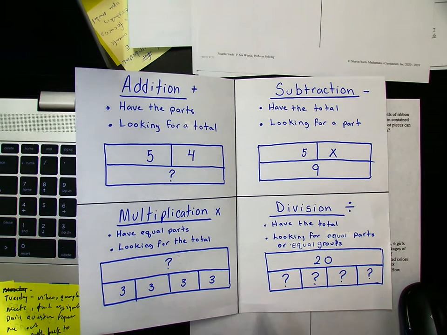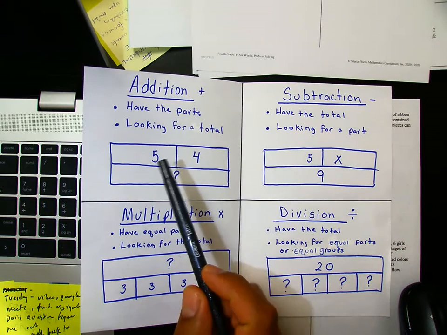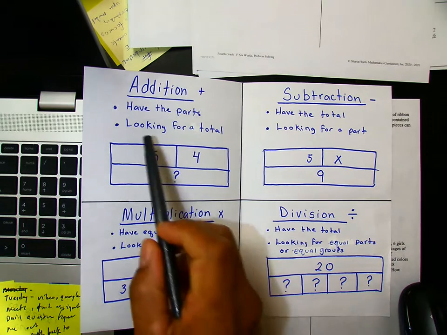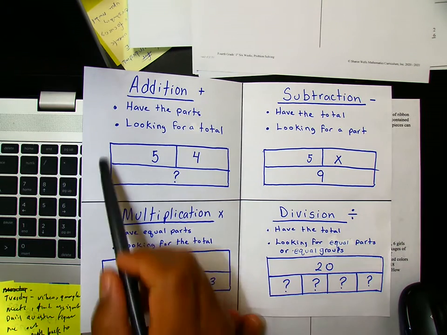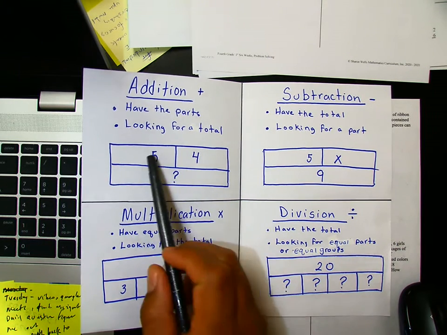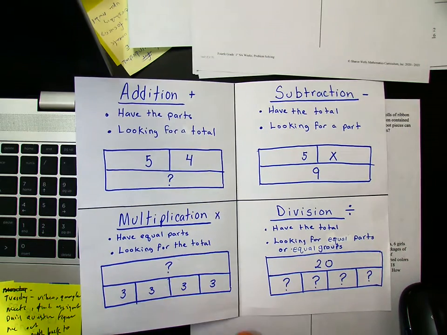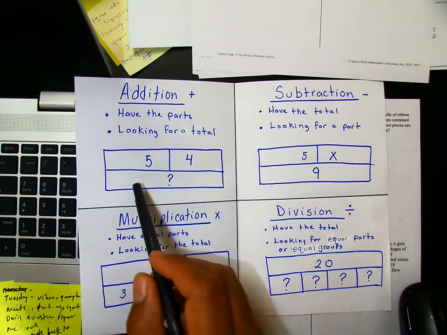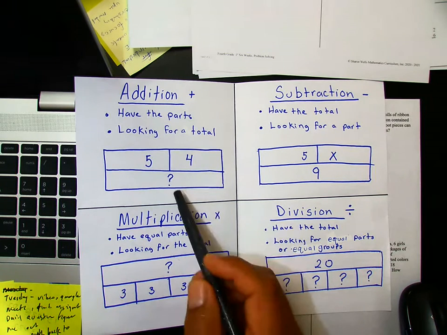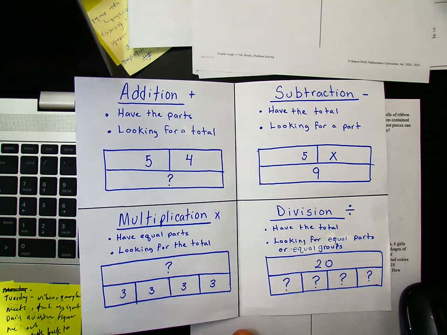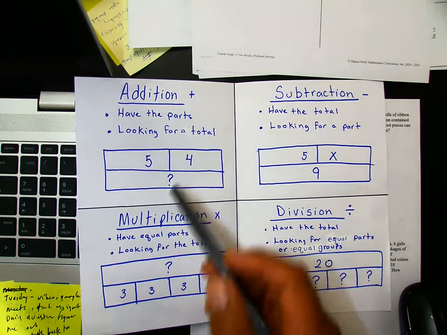When we're making a strip diagram for addition, we will have the parts that we need to put together, or to add, and we're going to be looking for the total. If we look at our strip diagram, we have two parts, 5 and 4. If we add those together, I should get the total. The total is still unknown, we haven't solved. We know 5 plus 4 is 9, so our total would be 9. So this would be a variable, because we don't know it until we solve it.